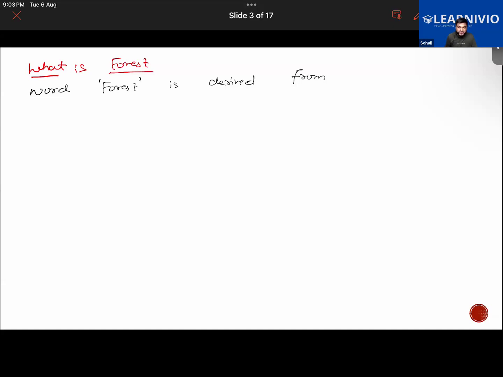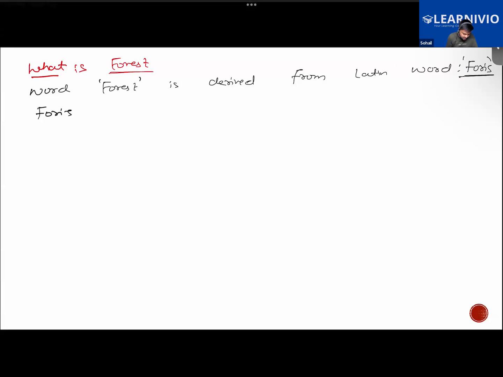Okay, so first of all, let us get to know from where this word forest came into origin. This word forest is derived from a Latin word, Foris. You guys can see this now. Foris. Is it visible or hidden by the camera? Hidden by the camera. Okay, I'm going to write it over here. Foris.